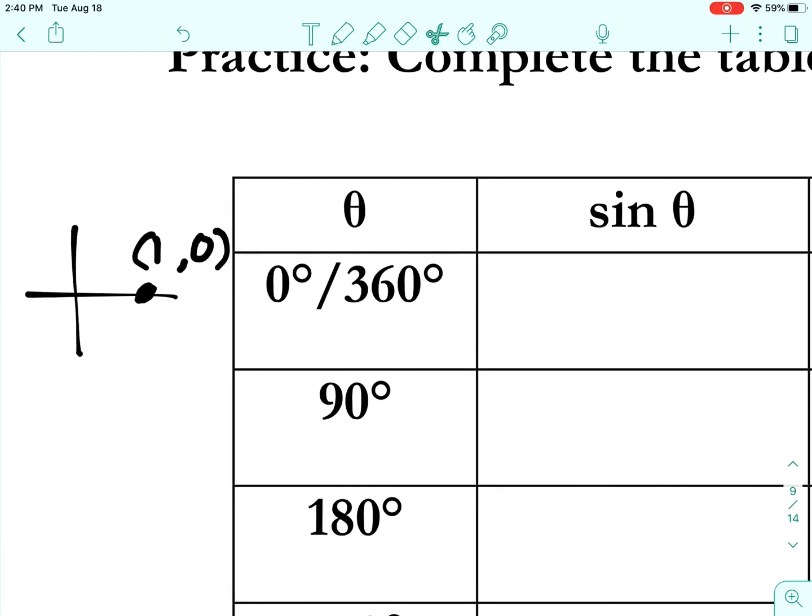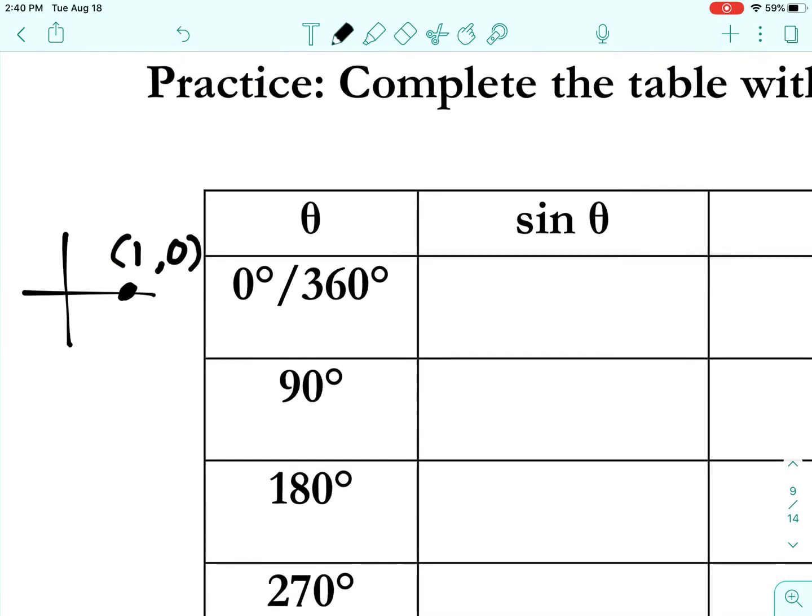Okay. So now let's see if we can figure out what the sine of theta at 0 degrees is. Remember that sine is y over r. So what is the y value at 0 degrees? 0. What is the r value always on the unit circle? No matter what, the radius is always 1. 0 divided by 1 is 0. Therefore, the sine of 0 degrees, or 360, either one, is 0.